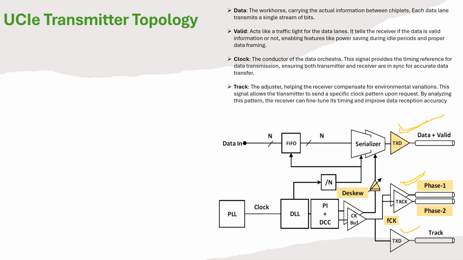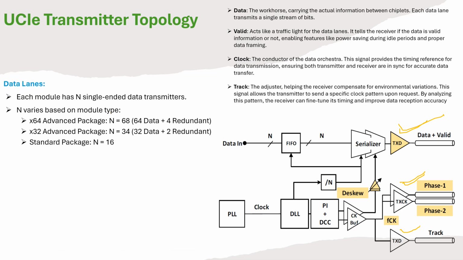It's an adjuster, helping the receiver compensate for environmental variations. This signal allows the transmitter to send a specific clock pattern, for example 101 and so on, upon request. By analyzing this pattern, the receiver can fine tune its timing and improve data reception accuracy. So now we understood the four kinds of signals we send from the transmitter to the receiver side of the other chiplet. Let's see what these data lines are then.